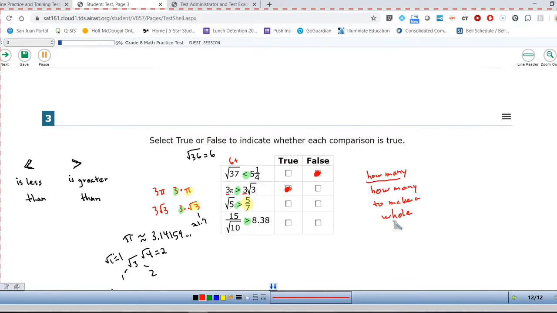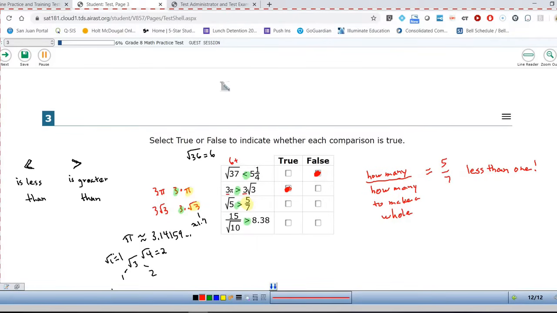That would be a whole, right? How many you have versus how many to make a whole. So if I have 5/7, I need 7 to make a whole, and I only have 5. So what does that mean about that number? That means that it is less than 1. In fact, anytime the top number is smaller than the bottom number, the fraction is going to be less than 1. So this number is smaller than 1.